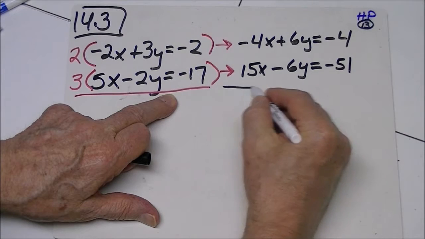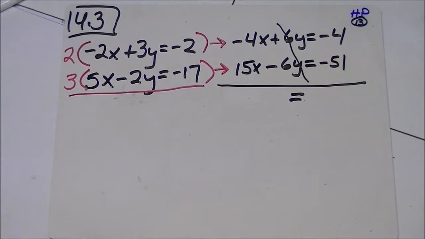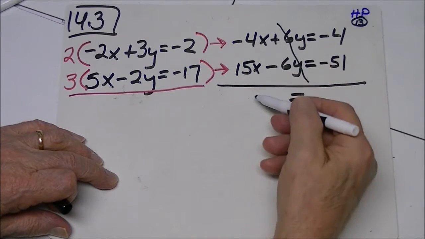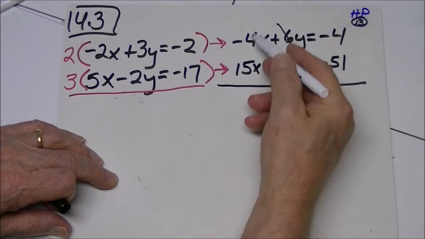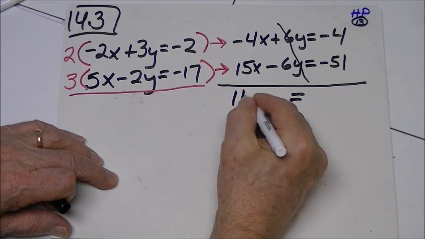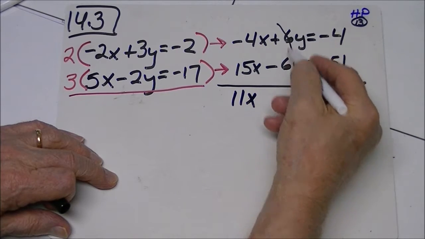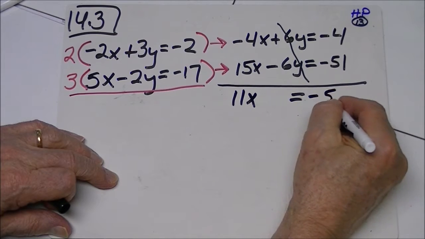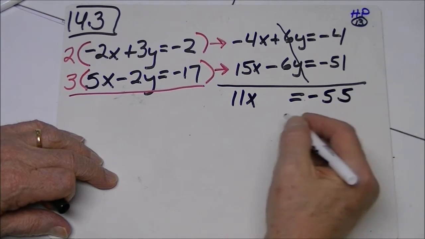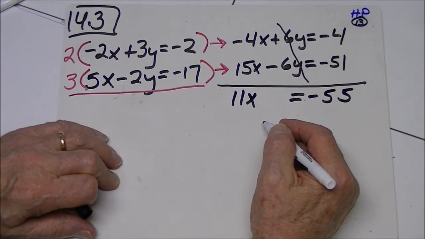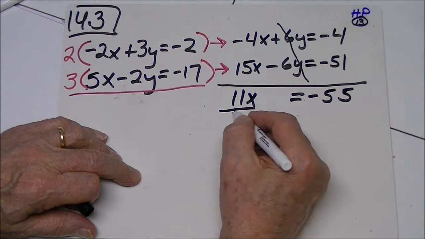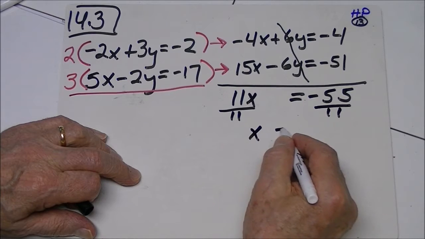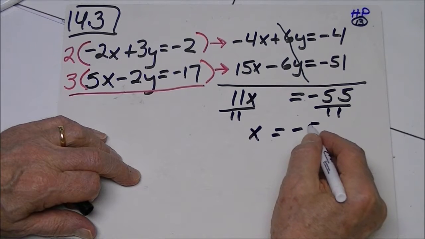So now when we put our line, now as we do the addition, we add this up. This is 11x. These cancel out, and we get a negative 55. We now divide both sides by 11, and we get x equals a negative 5.